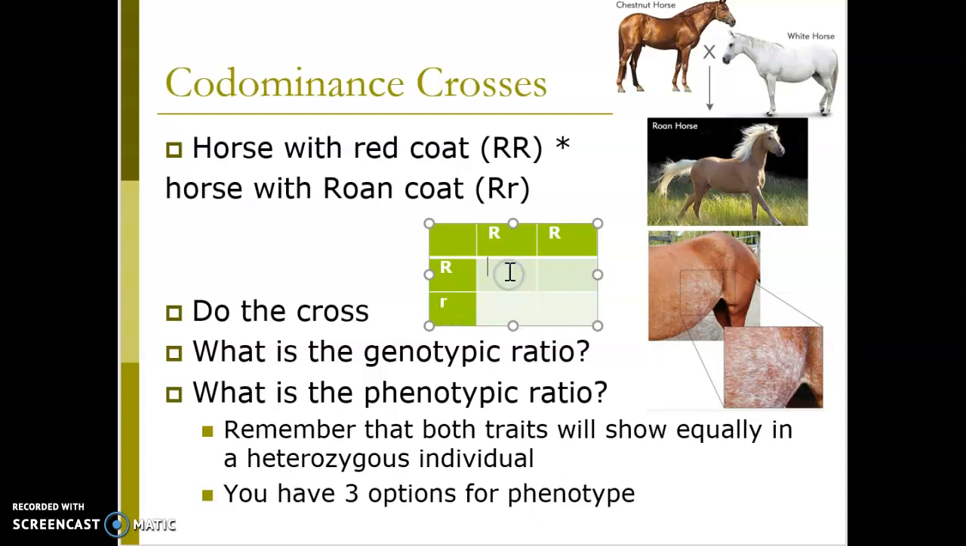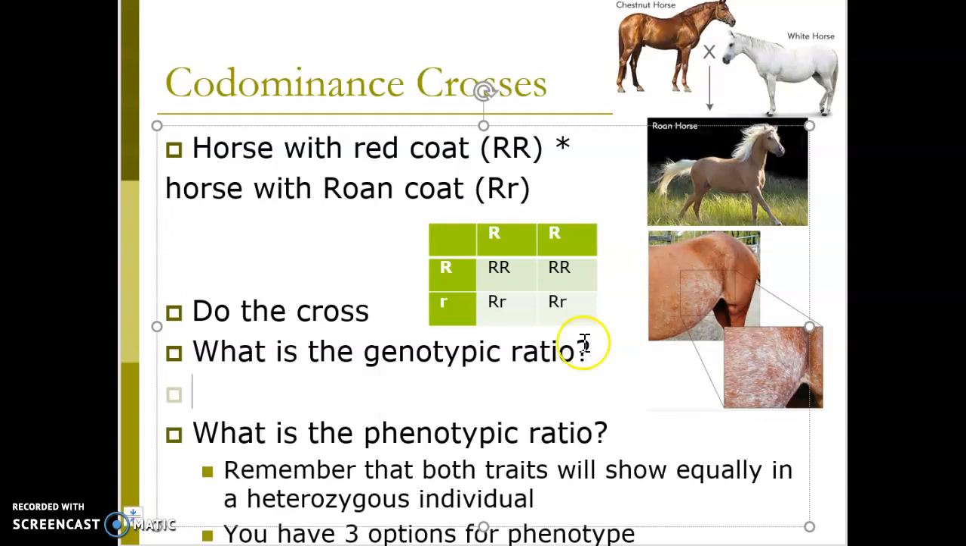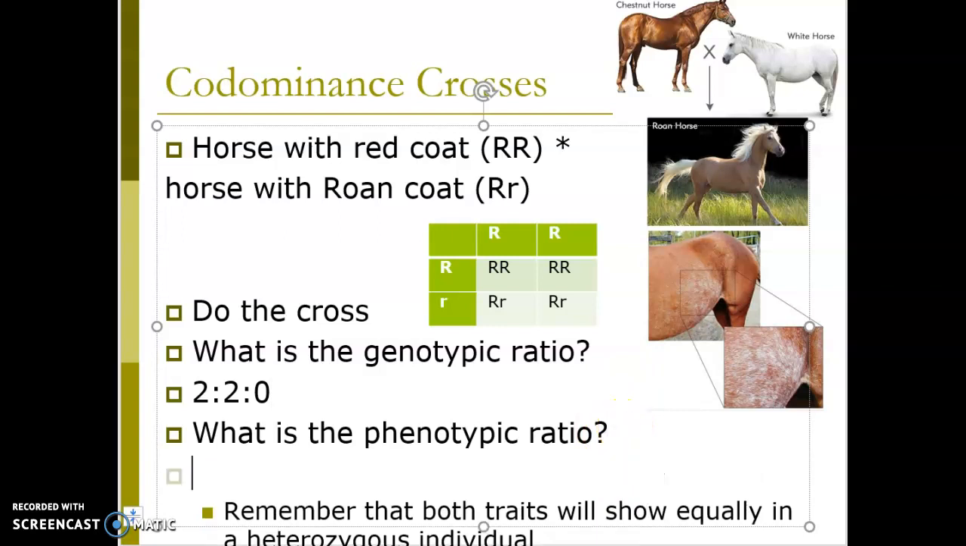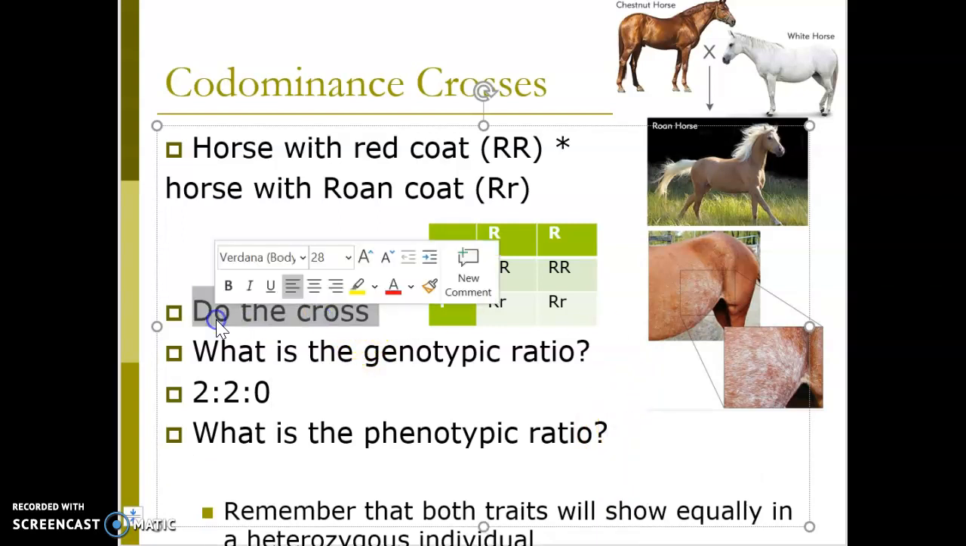And when I fill in my Punnett square the same way we've been filling in Punnett squares, and the same way you did it in middle school. So now I'm looking at what are my ratios. So my genotypic ratio, how many of my babies are homozygous dominant? 2 of them. How many are heterozygous? 2 of them. How many are homozygous recessive? 0.